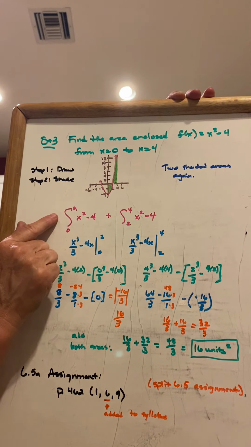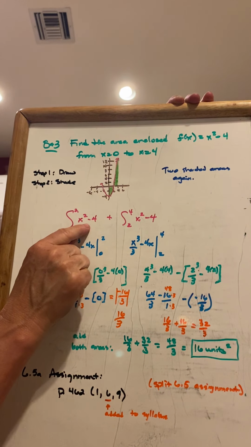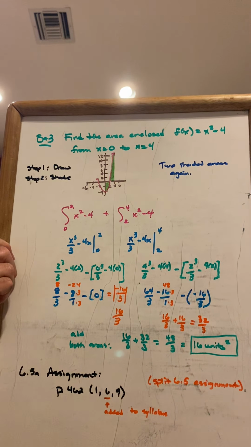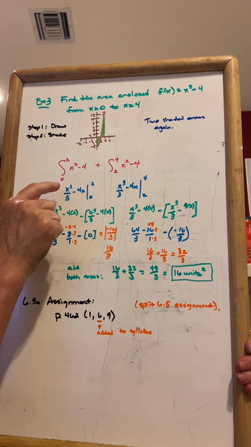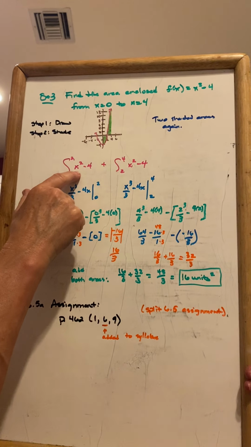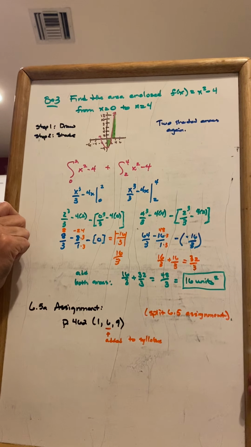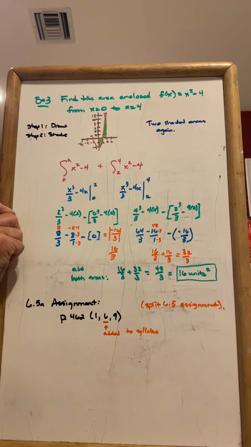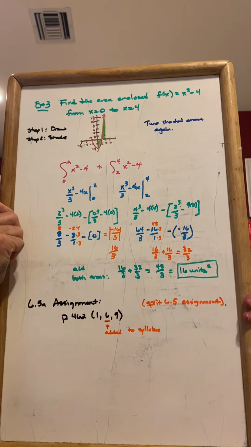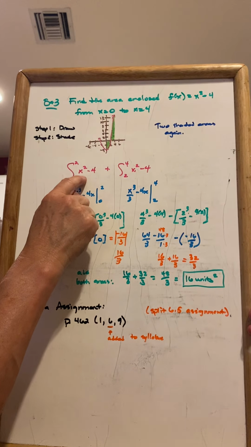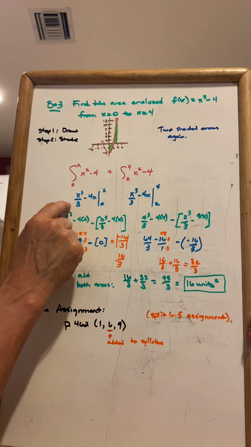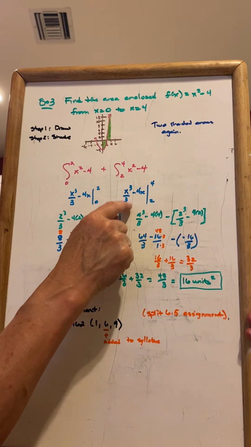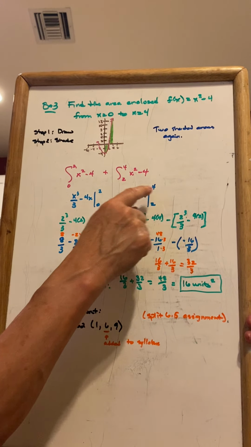So I have to integrate from 0 to 2 of x squared minus 4 and from 2 to 4 of x squared minus 4. So this one took a little bit more math. The integral of x squared, I suppose I need to give you a chance to write that down. Sorry. All right, the integral of x squared minus 4 is going to be x cubed over 3 minus 4x from 0 to 2. Same thing over here, x cubed over 3 minus 4x from 2 to 4.